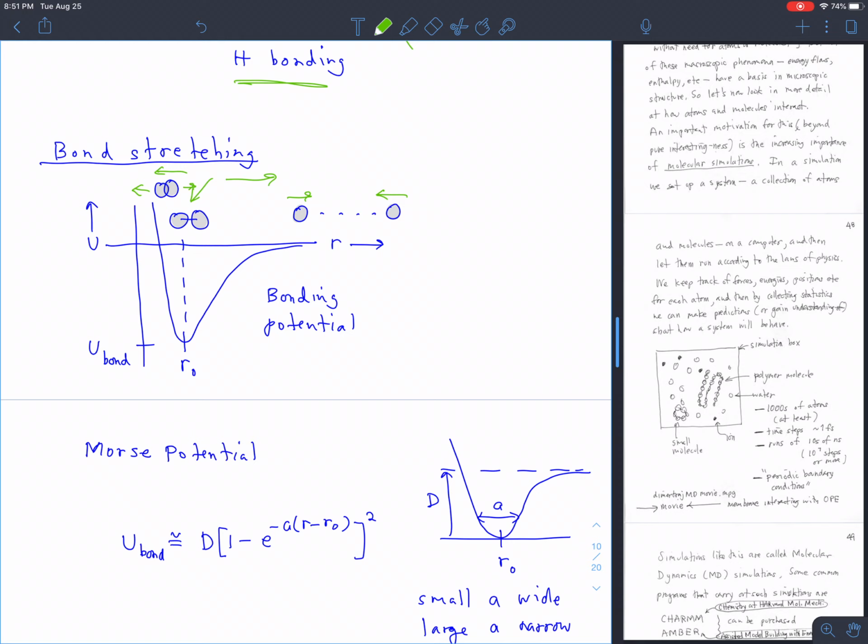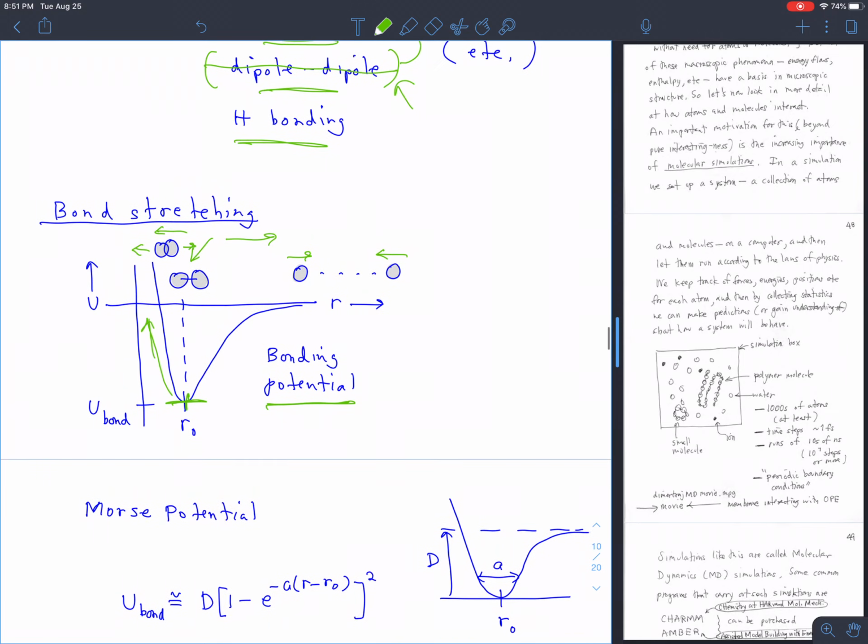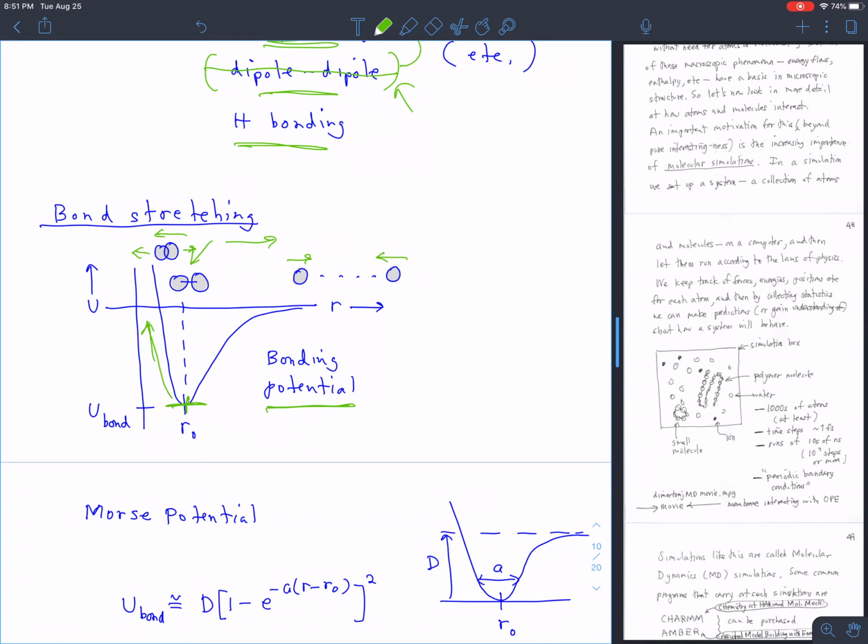And that's represented by a bonding potential, which has a curve like this. What this is saying is, if I'm at the equilibrium bond length, the minimum in the potential, then if I try to crush the atoms together, the energy goes up. If I try to pull them apart, the energy goes up.